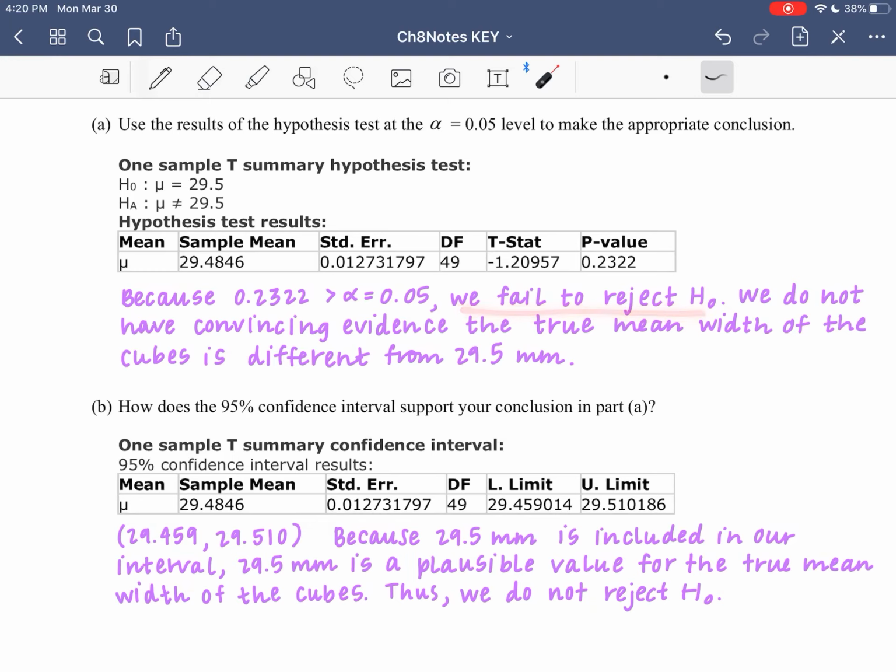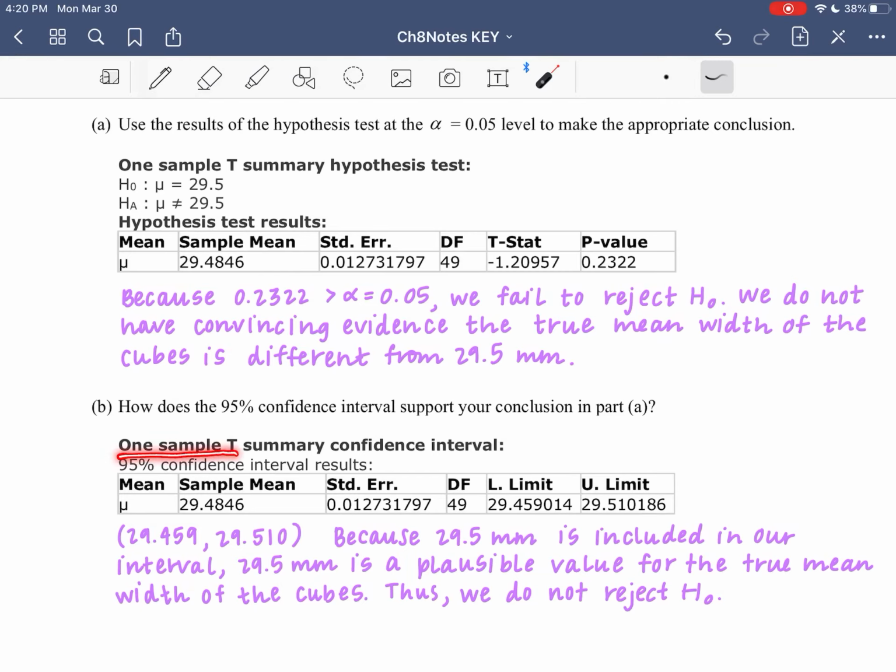So remember we said we fail to reject H0. So we fail to reject this hypothesis. So that means we don't have convincing evidence that the true mean width of these cubes is different from 29.5 millimeters. So let's take a look at the results of our confidence interval.